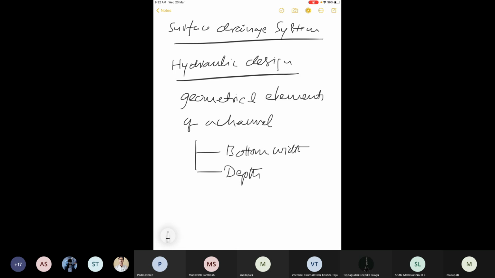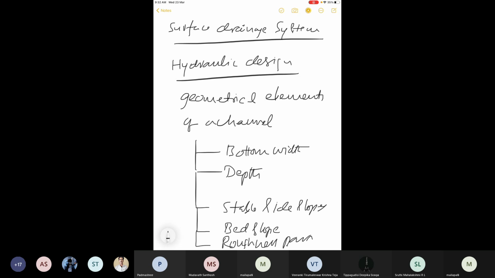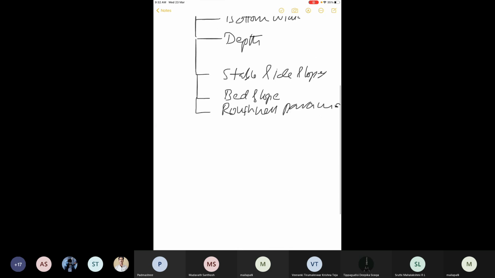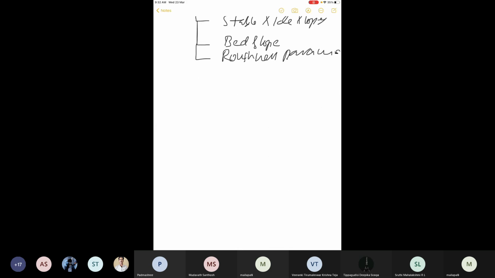Other essential information that you should have in order to find this out: stable side slopes, bed slope, and roughness parameter. Generally the Manning's roughness coefficient we need to consider. So the channel should be designed to fulfill the following criteria.